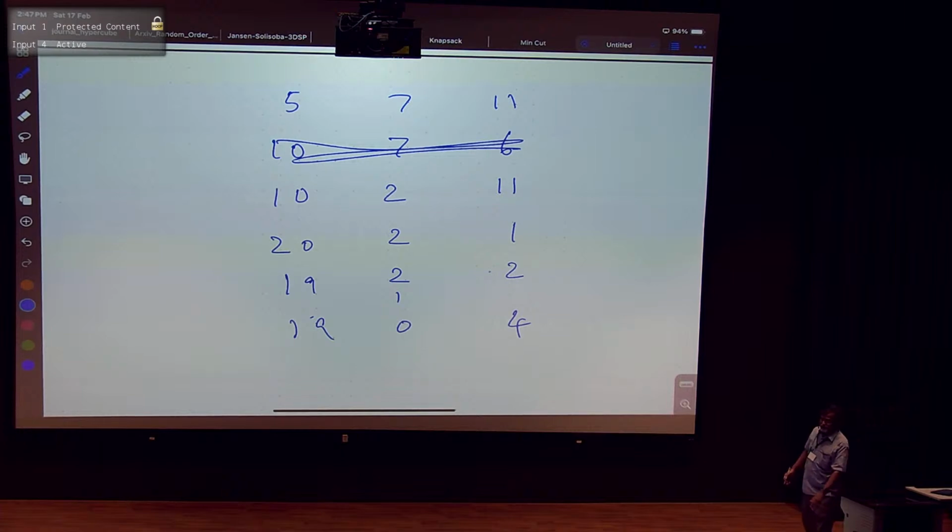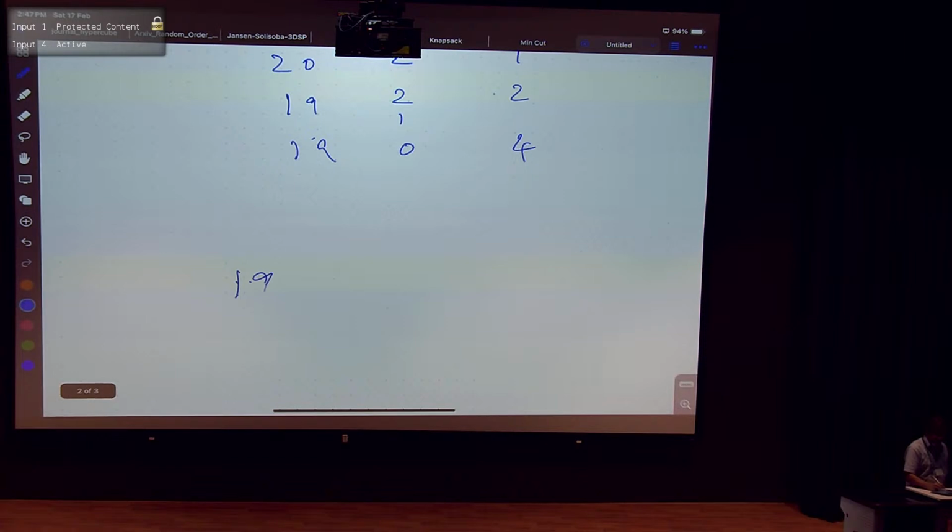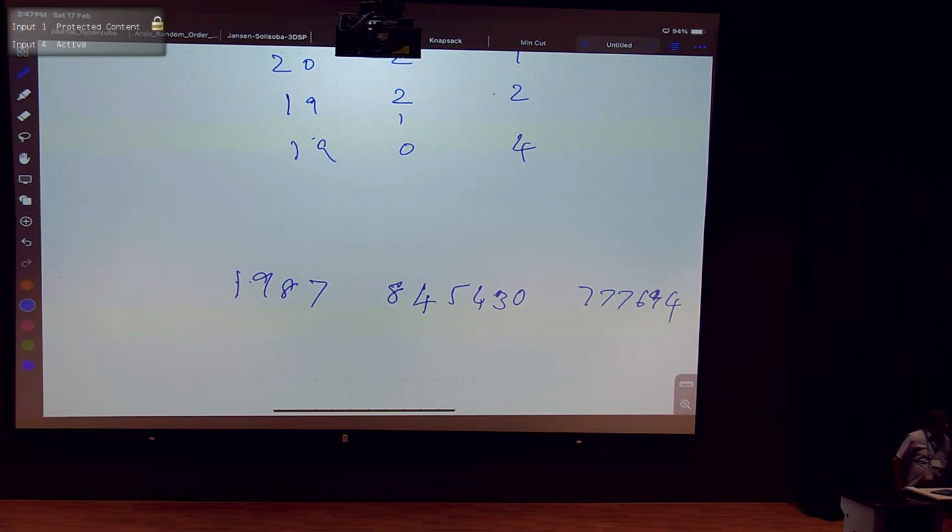Big round of applause. Now, the first jar has got 1,987, the second jar had 8,45,543, whatever it is, and then 777,964 liters are there. What will you do now? Earlier you had some 3, 4, 5, and quickly you came up with an ad hoc solution.